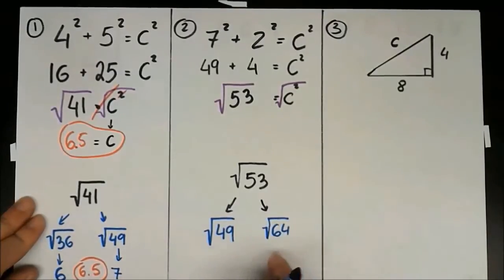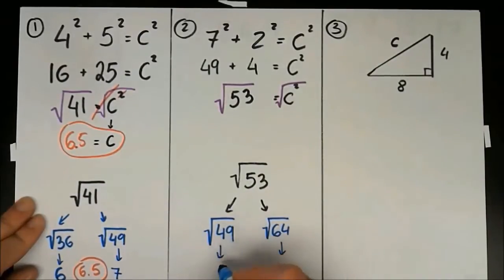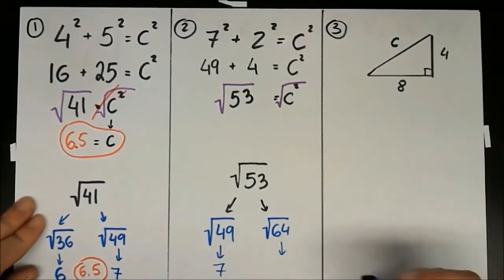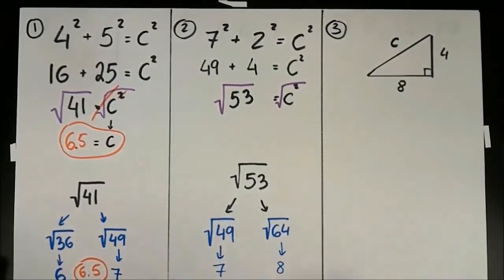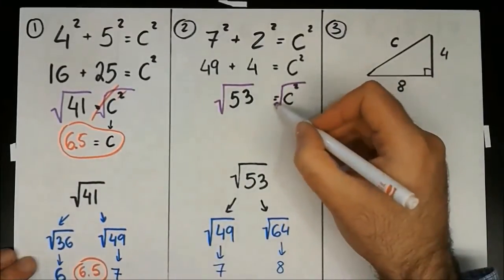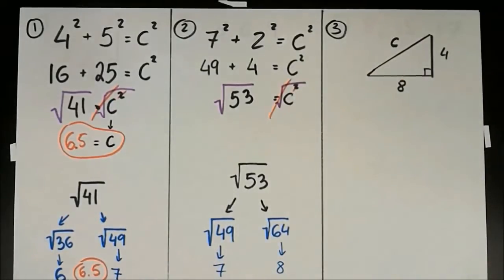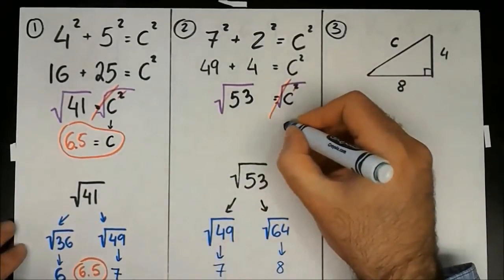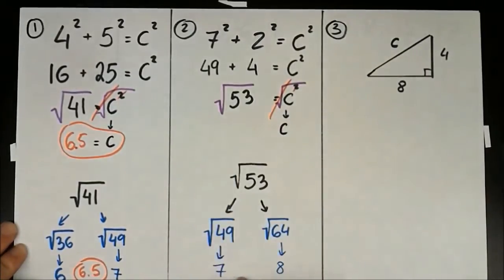And what are the square root answers for 49 and 64? For 49 it's 7, just like it was here, 7 times 7. For 64 it's 8, 8 times 8. And again, we're keeping to the principal roots, the positive roots. So up top, the radical of the second power and the exponent cancel each other out, so we're left with just c. And here, for 53, the answer is going to be right in between 7 and 8.